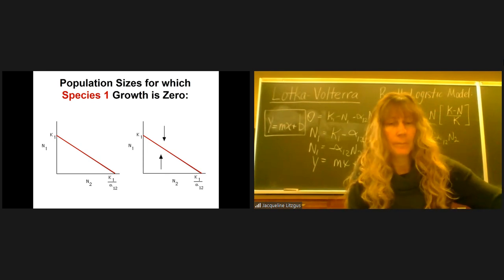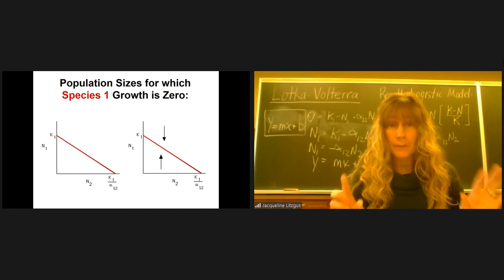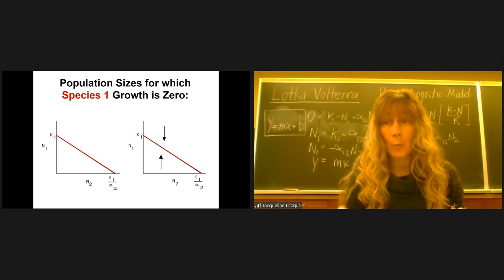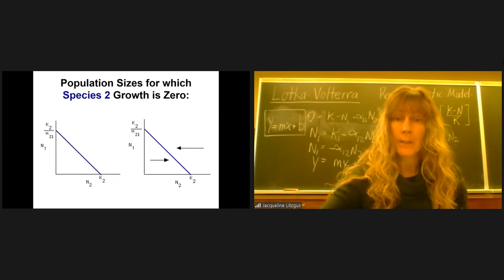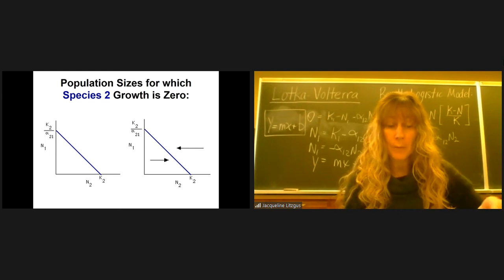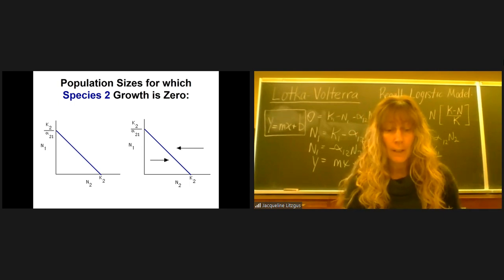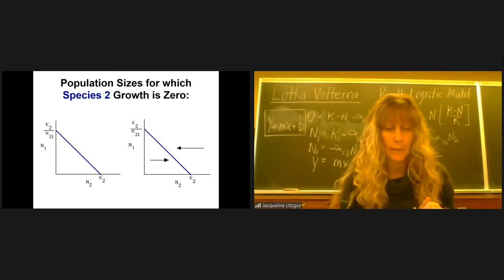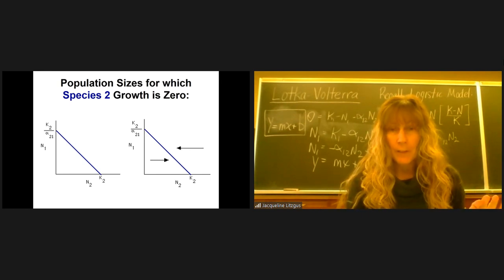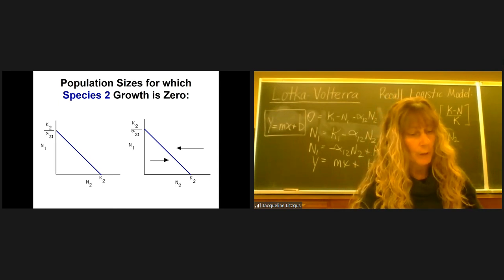All right. Okay, so if you remember, that's step one, right? To figure out population sizes of both species for which species one's population growth is 0. Step two is to then find out the population sizes for which species two's growth is 0. Okay, so now I have the species two line, the species two state space graph drawn here, right? If you go back to an earlier slide, I'm going to see which slide number it was that showed the graph.